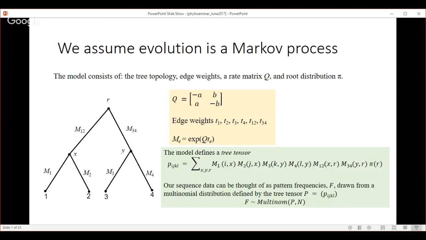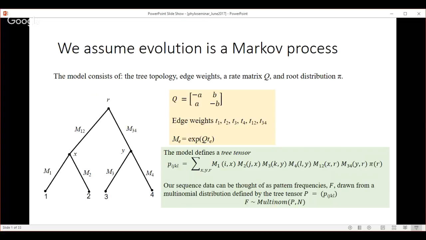And so once we've got all those ingredients to our model, then that's basically all we need to define what we're going to call a tree tensor. By a tree tensor, I just mean essentially a list of, in this case, the 16 patterns that could occur at the tips. So 0000 or 0110, all the different things that we could see in our modern day species, and with what probability they will occur.